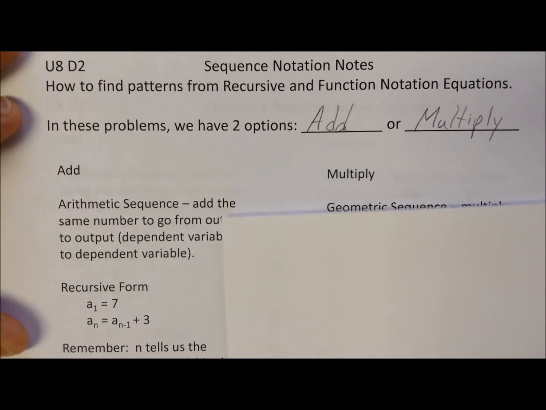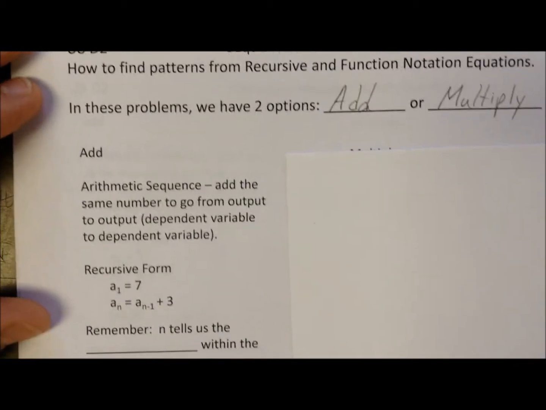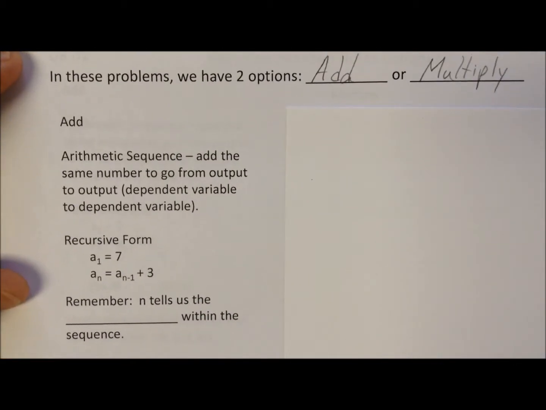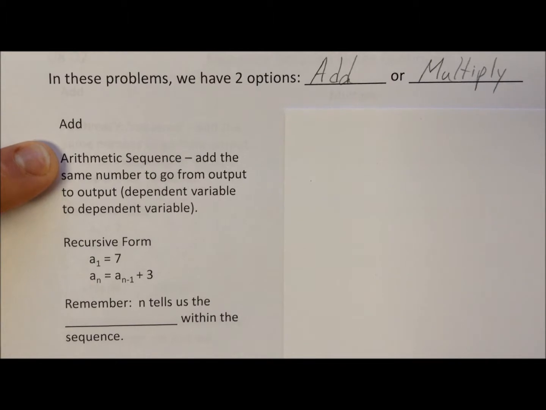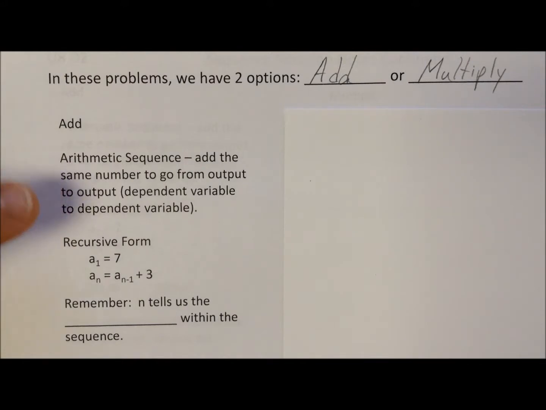As we take a look right here, I have some notes. When you're adding in a pattern to go from one to the next, it's called an arithmetic sequence. We're going to add the same number to go from output to output. That is, the dependent variable to the next dependent variable in the table. Or you could say that we're going from y to y.